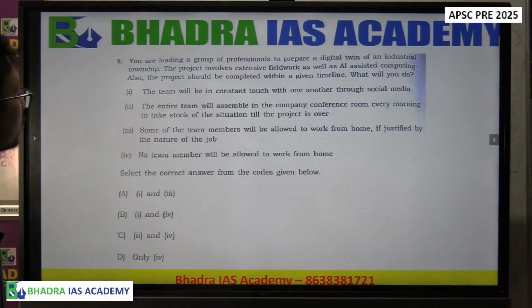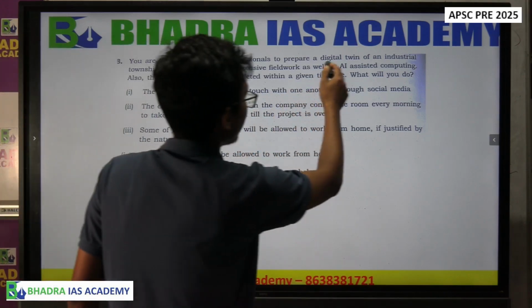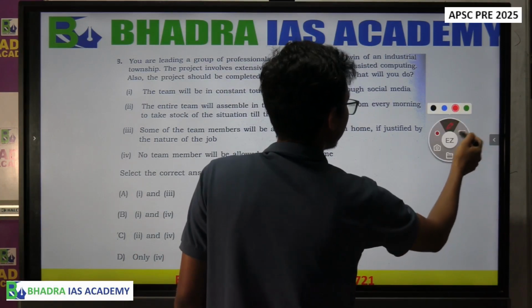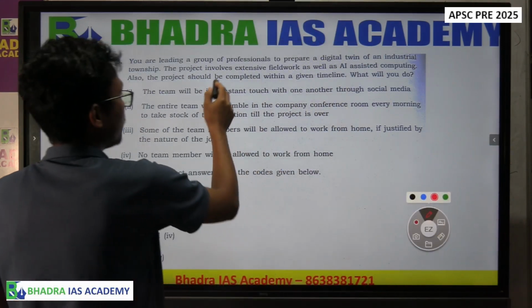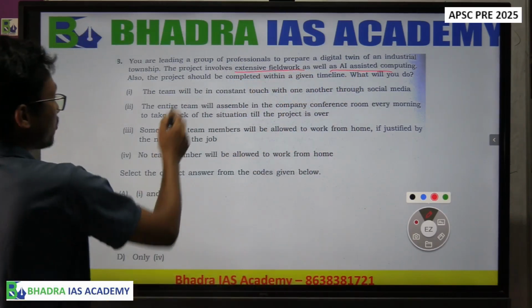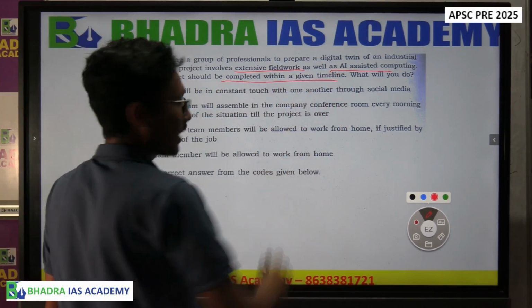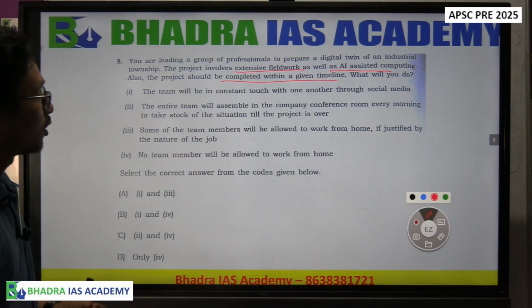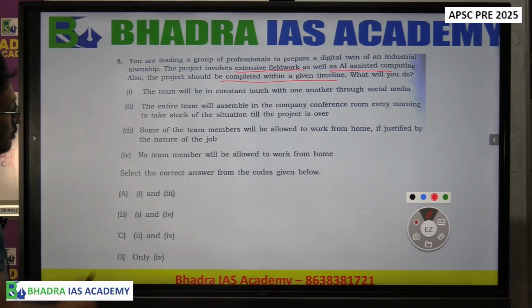You are leading a group of professionals to prepare a digital twin of an industrial township. The project involves extensive field work as well as AI assisted computing. Also, the project should be completed within the given timeline. Okay, within the given time, it must be completed. What will you do?